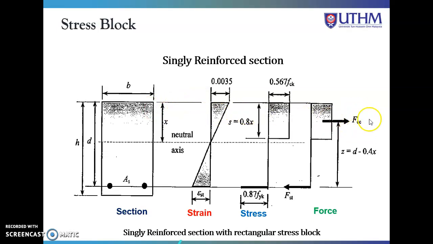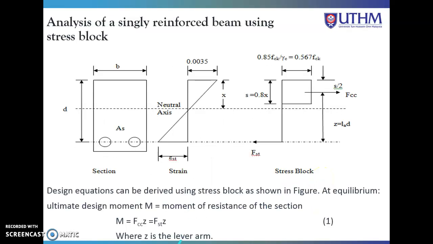We only have Fcc and Fst. So z here, we can also calculate by using d minus half of s, so d minus 0.4x. Okay, so we know that moment is the force times the distance. So here is moment for the equilibrium. For the singly reinforced case, at the equilibrium state, the ultimate design moment is equal to the moment of resistance of the section. So Fcc times z is equal to Fst times z.